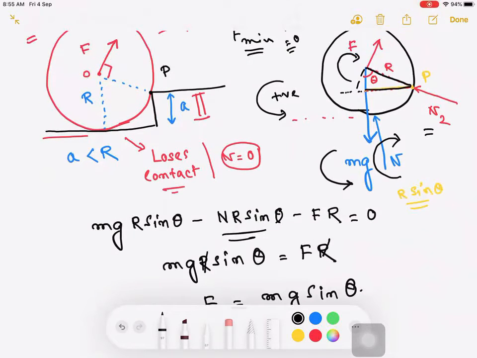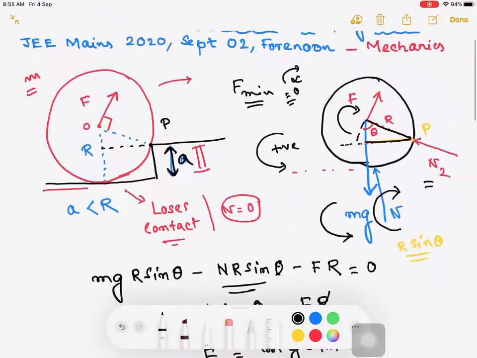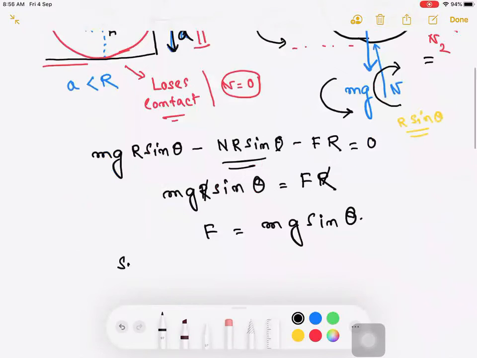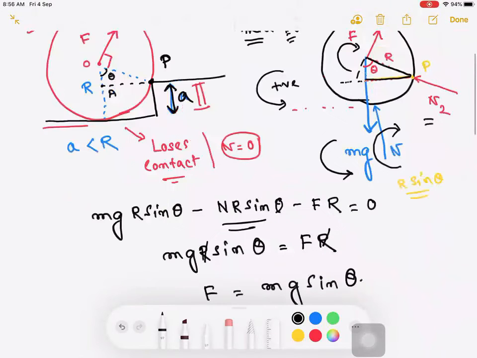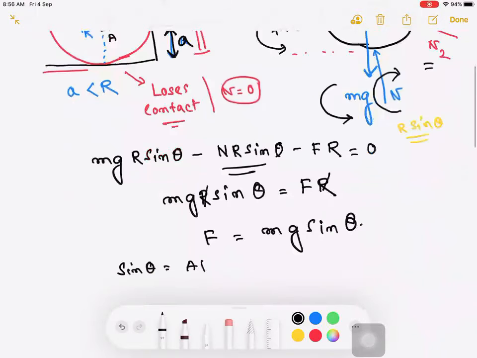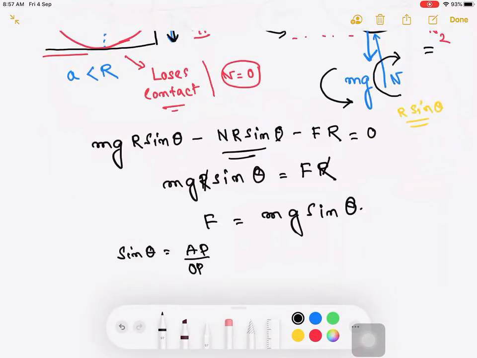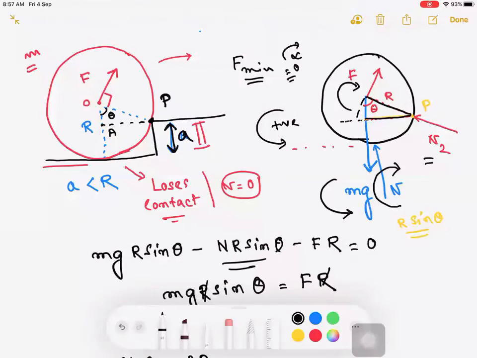How can you do that? It's given that this length is equal to A. That means, let me give some names. Okay, let's refer to the bigger diagram on the left. So basically I have taken this as theta, the center is O, this contact point is given as P. Let me name this point as A. That means sine theta is equal to AP by OP. Now see, OP is nothing but R. What about AP? AP needs to be found out. AP is OP square minus OA square.